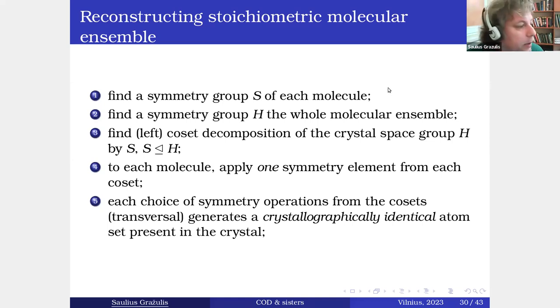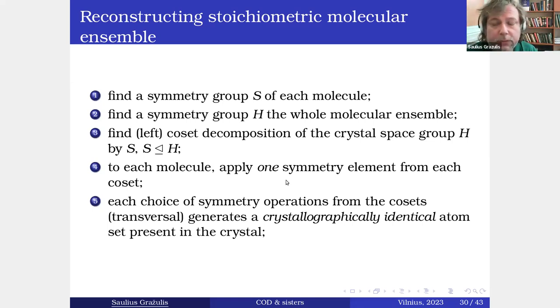So we multiply together all symmetry elements of the crystal, and then we take a symmetry group of each molecule and we say, well, what are the cosets? It's a subgroup of the symmetry of the molecular ensemble. And we ask, what are the cosets? And from each coset, we take a distinct symmetry element and apply it to a molecule to which it has not yet been applied.